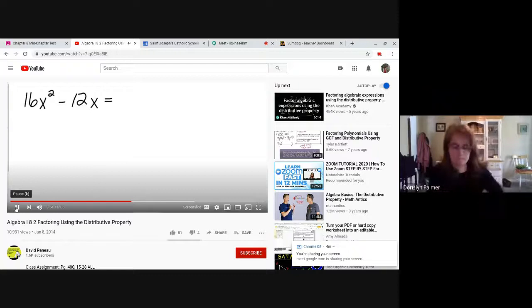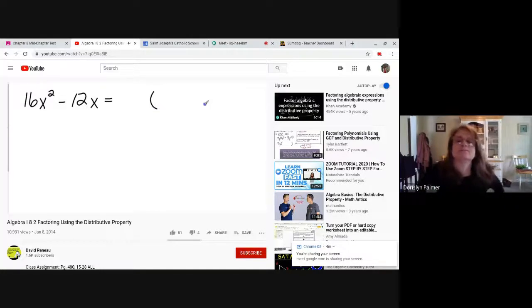So I know I'm going to have something inside of parentheses, so I'm going to go ahead and set up a parentheses over here. I know I'm going to have something on the outside of parentheses. So what's the biggest number that goes into 16 and into 12? That's going to give me 4. And then how many x's do they share? 16x squared has x squared and negative 12x has x, so they just share 1. So I know my common factor is 4x. Now, 4x times what is 16x squared? 4 times 4 is 16.